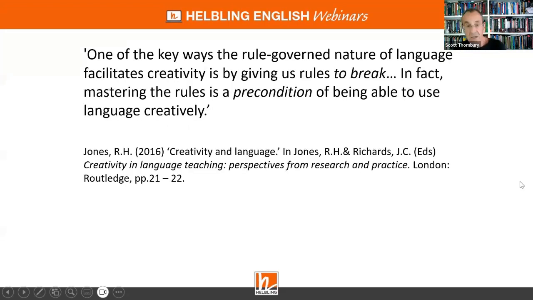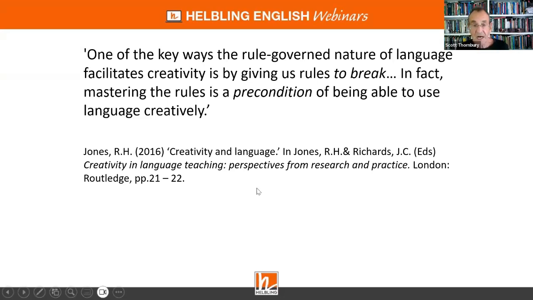And in a book about creativity and language, which I'll refer to a number of times, one of the writers says one of the key ways the rule-governed nature of language facilitates creativity is by giving us rules not to follow, but to break. Remember, it was Chomsky who said that languages are rule-governed. In fact, mastering the rules, getting them right, is a precondition of being able to use language creatively. You've got to master the rules before you can break them. That's the argument here.